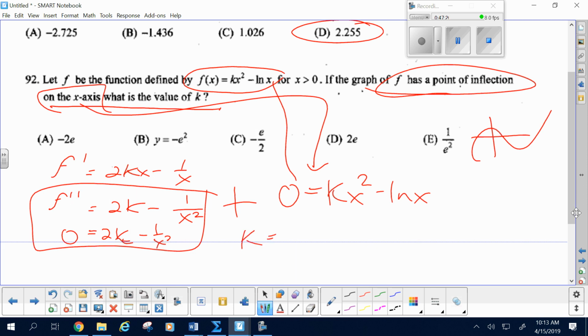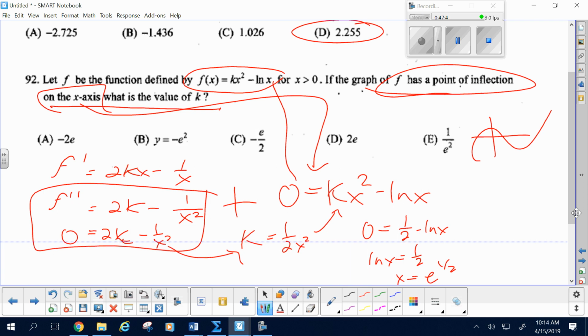K is 1 over 2x squared. From that, if I substitute that in there, then 0 is 1 over 2 minus log of x. That means log of x is 1 over 2, which means x is e to the half. That's great. I was freaking out because I didn't see that answer.